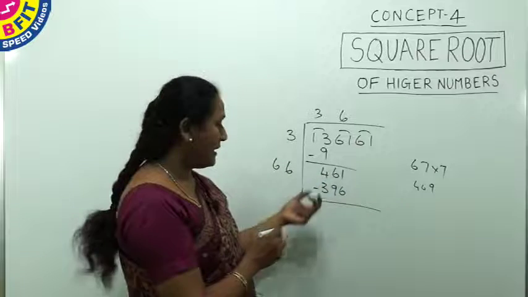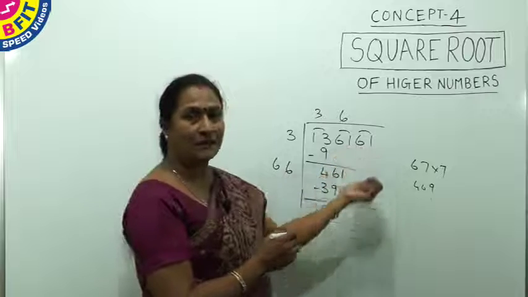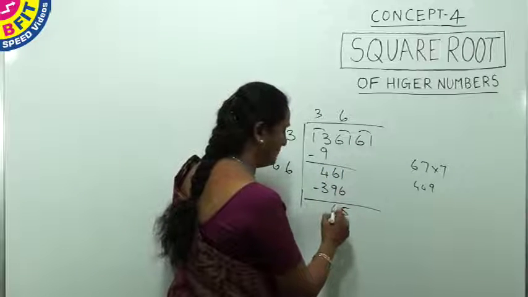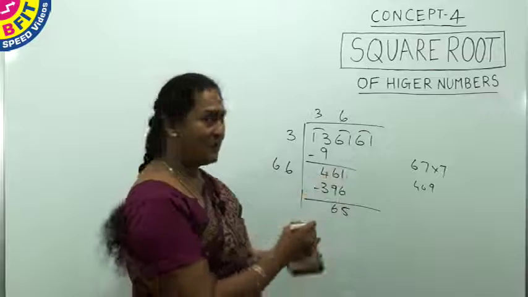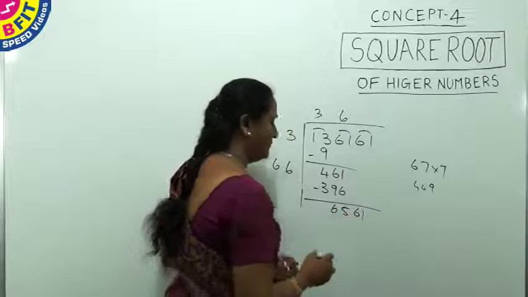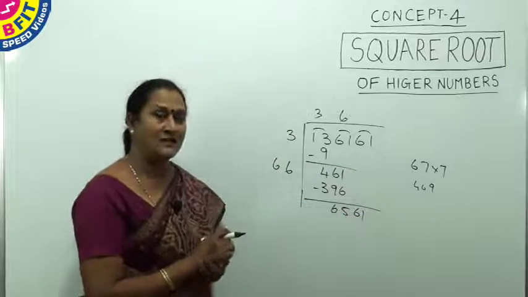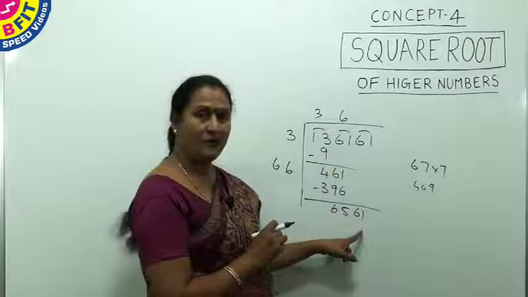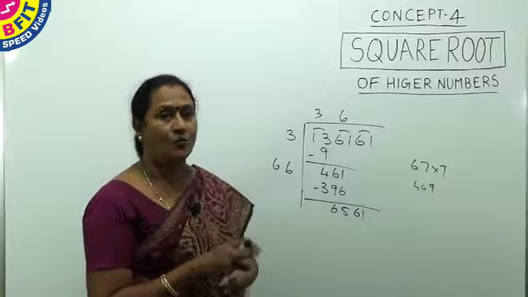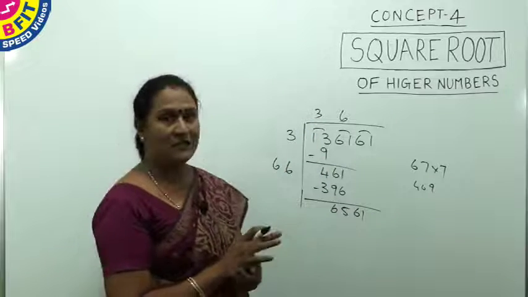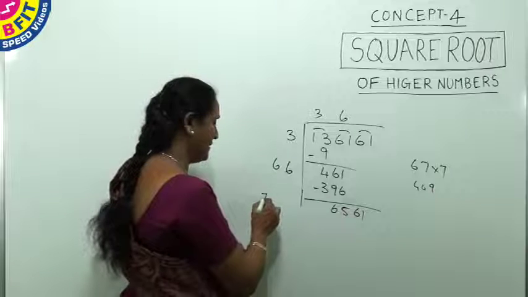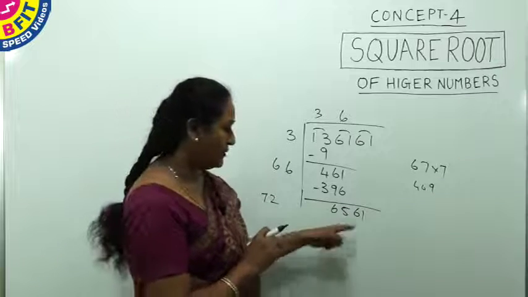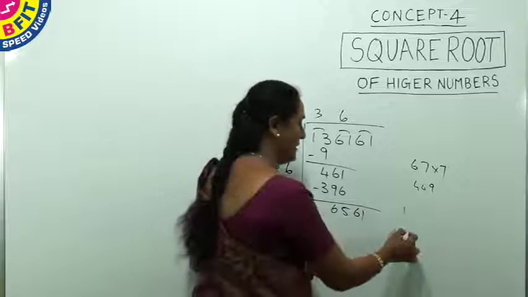Subtract and get the remainder, and bring the third pair down. Bring the 61 down. And now what will be the answer? Here it is 36 and we have 1. It should be either 1 or 9. So we'll double this number. It is 72. And now what can be the unit place? 1 or 9 can be the unit place.